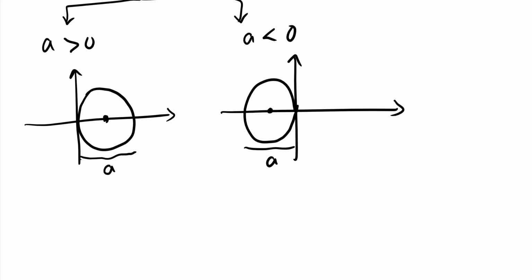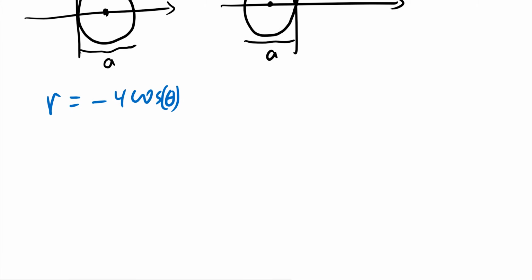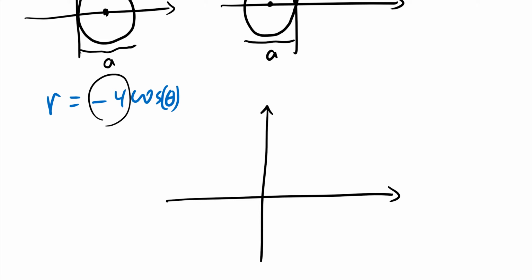Let's look at an example. r equals negative 4 cosine theta. How do we graph this? Well, there are two ways to graph it. As I said, one way: first, I see a is negative, so it's going to be to the left, and the diameter would be 4.